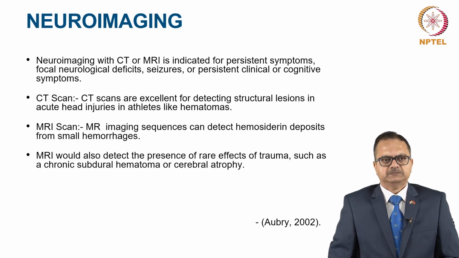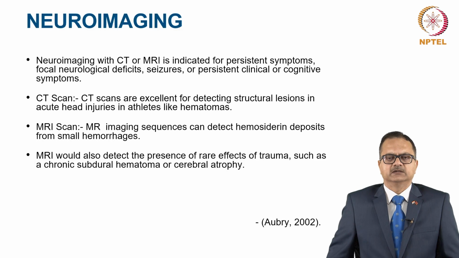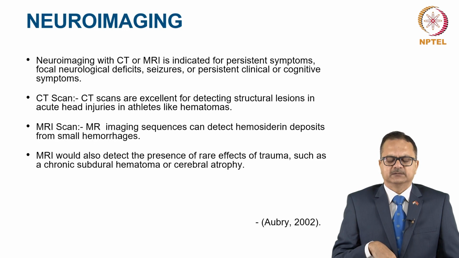Neuroimaging. CT or MRI is always done for patients with persistent symptoms, if they have focal neurological deficit, if they are having a seizure, or if any clinical or cognitive symptoms are persistent. CT scans are excellent for detecting structural lesions in acute head injuries like hematomas. Bleeds, you can pick it up very well in CT scan. MR imaging can pick up smaller bleeds. Large bleeds you can pick up by CT scan, and MRI will pick up smaller bleeds.